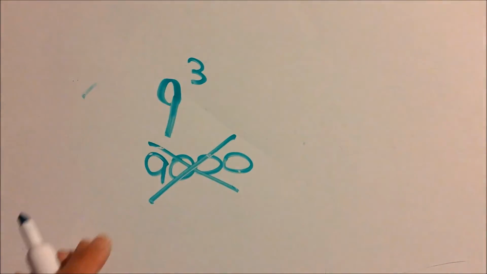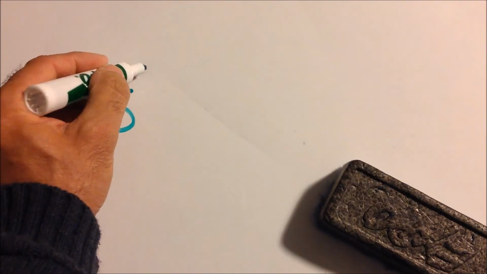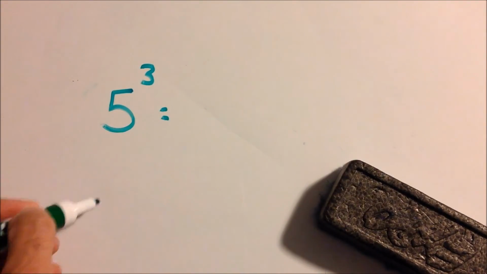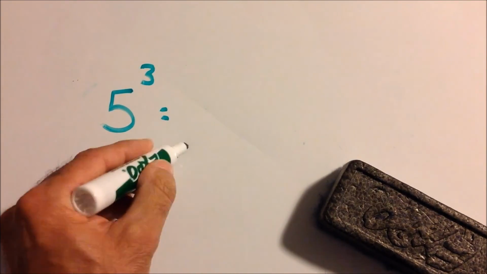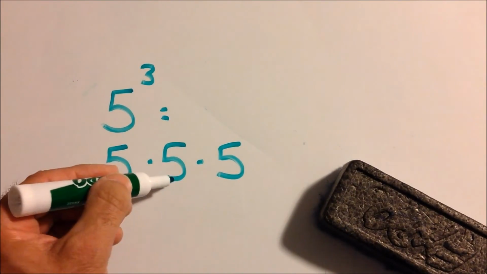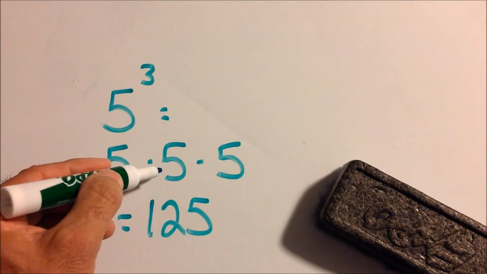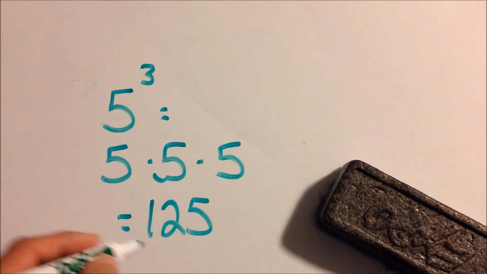When you're doing it with 9s or 3s or whatever other number, like we did earlier, like 5 to the 3rd power, it means to multiply the base, what the exponent tells you. 5 times 5 times 5. And this is 125, because 5 times 5 is 25, and 25 times 5 is 125.